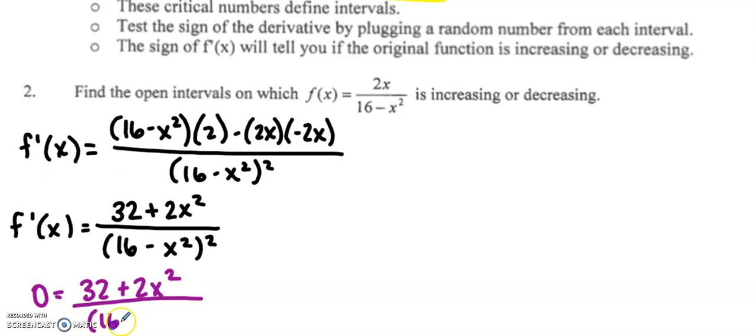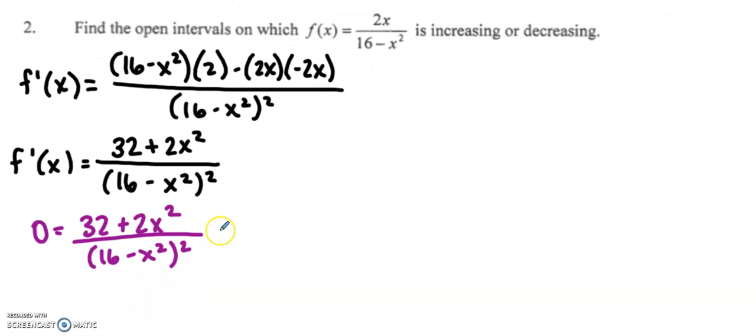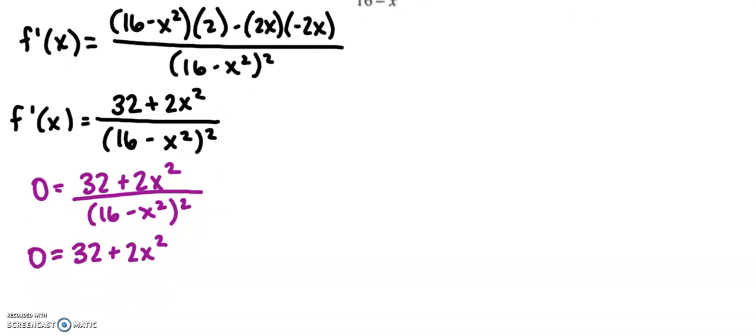And the reason is, the first thing that I would do to start solving this fraction situation is I would multiply both sides by this denominator. And so I end up with 0 equals 32 plus 2x squared. So a shortcut is just worrying about the numerator. Well, if I go ahead and solve this, I'm going to get negative 16 equals x squared. So plus or minus 4i is equal to x. Well, that's not going to create any critical numbers for us because we're talking about a real number line, rather, a real number system.